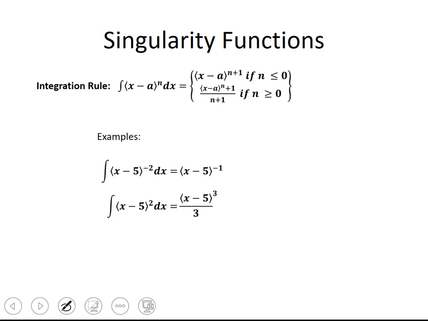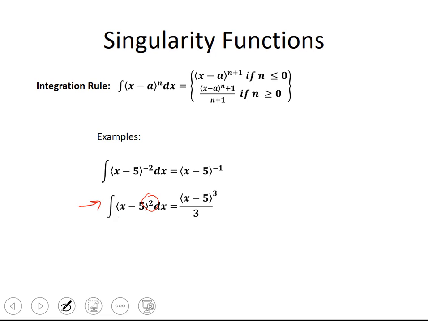So if we're integrating the singularity function <x minus 5> to the minus 2 dx, we would integrate that, and as usual, the minus 2 becomes a minus 1. However, we would not divide by the minus 1 as we would for a typical integration without a singularity function. However, if we have that same thing raised to a positive 2, now this will become <x minus 5> to the third over 3. So you could apply those integration rules.